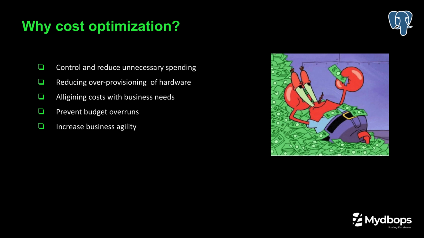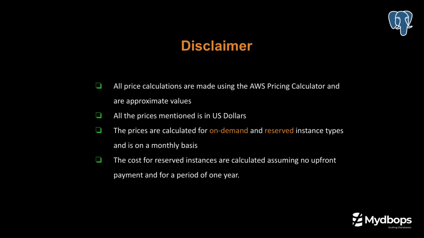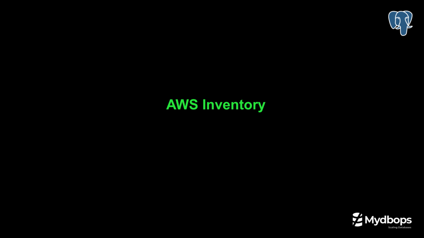Now, before directly jumping into our case study, here's a short disclaimer. All price calculations are made using AWS pricing calculator and are approximate values. All the prices mentioned are in US dollars. The prices are calculated for both on-demand and reserve instance types and are on a monthly basis. So the cost for reserve instances is calculated assuming no upfront payment and for a period of 1 year. So let's get started now.